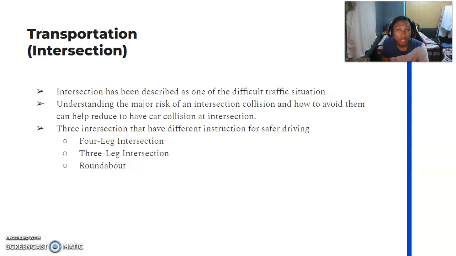So the third point of this chapter for the literature review is intersection. Intersection has been described as one of the most difficult traffic situations. So for the driver, understanding the major risks of intersection collision and how to avoid them can help reduce collisions at the intersection. There are three intersections that have different instructions for safer driving: 4-leg intersection, 3-leg intersection, and roundabout.